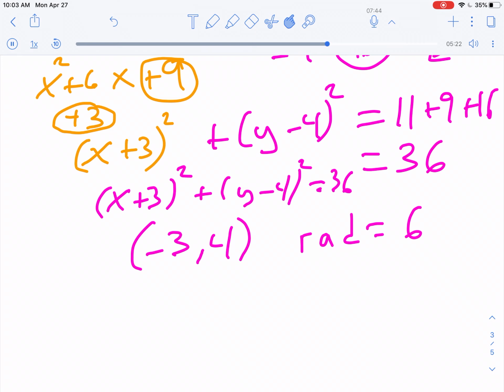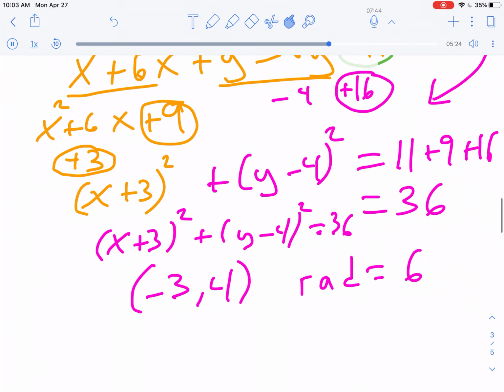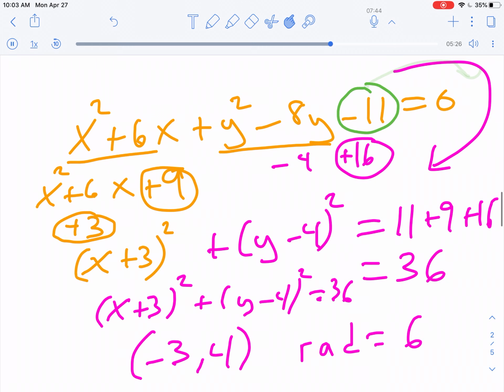This part here, let me put it in green, I guess. Sometimes I'll have it on this side, and sometimes I already have it on the other side. Just remember, you have to always have it on the right-hand side. If it's already there, great. If not, you have to move the -11 by making a +11 on the other side.